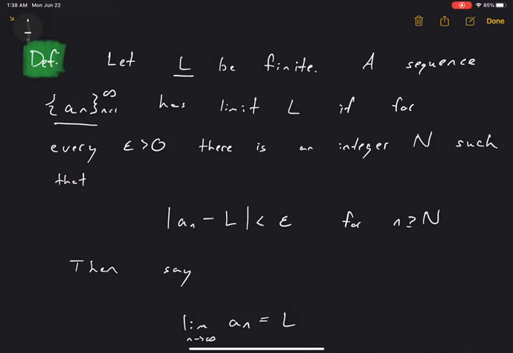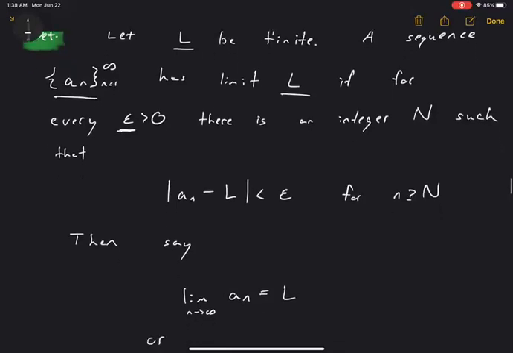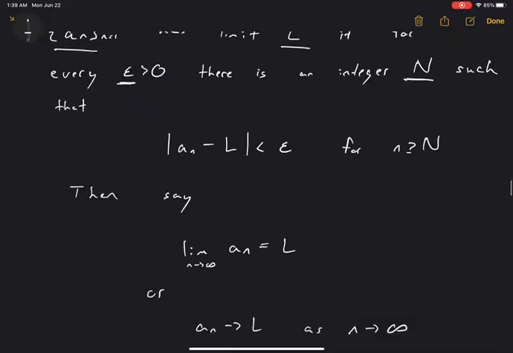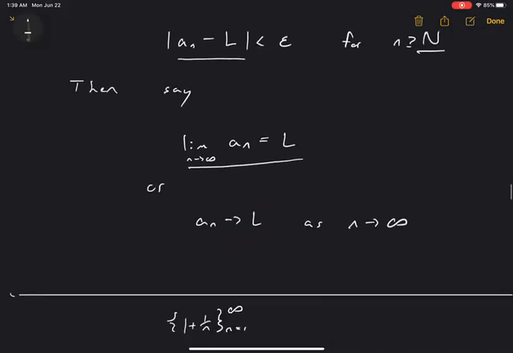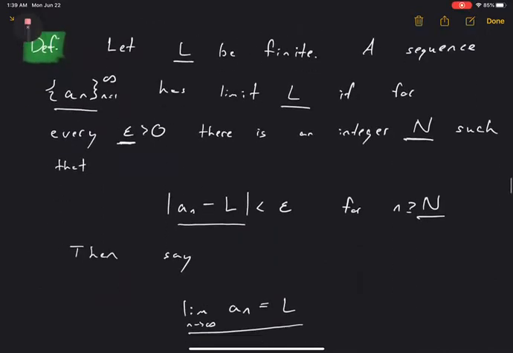We say that the sequence a_n has a limit L if for every epsilon, this is the Greek letter epsilon, for every epsilon greater than 0, there's an integer N such that the absolute value of a_n minus L is less than epsilon for n greater than or equal to N, big N. In that case, we say that the limit of a_n as n goes to infinity equals L, and this is the notation for that: lim a_n equals L, or a_n arrow L as n goes to infinity. Okay. So this is a very technical definition. Let's dissect what it means.